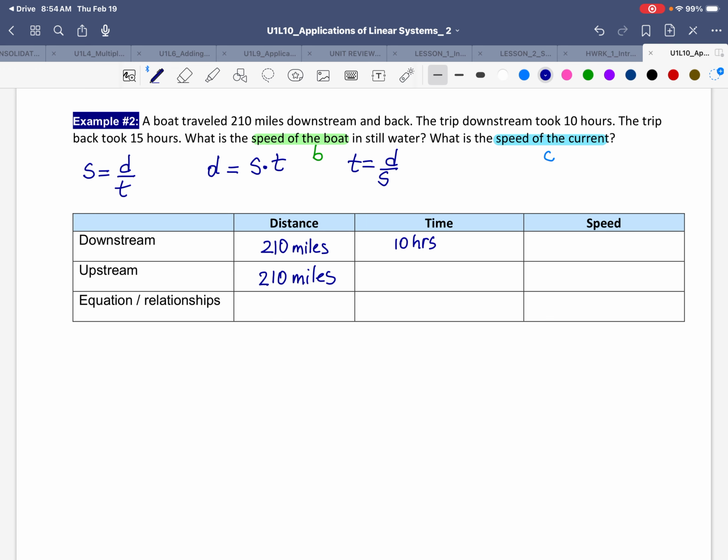And the trip upstream took 15 hours. Now, we need to know what the speed will be for the boat and for the current. Remember that when the boat goes downstream, the current is moving with the boat. So that means that the total speed would be equal to the speed of the boat increased by the speed of the current. When the boat goes upstream, the speed of the boat is decreased by the speed of the current.